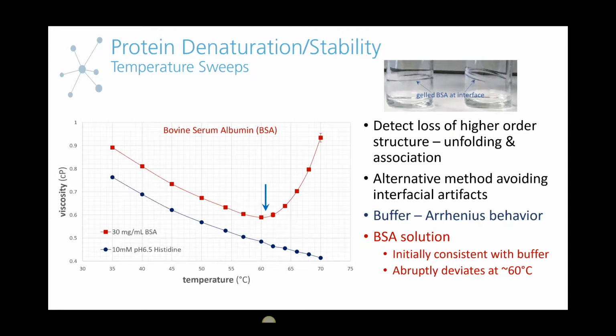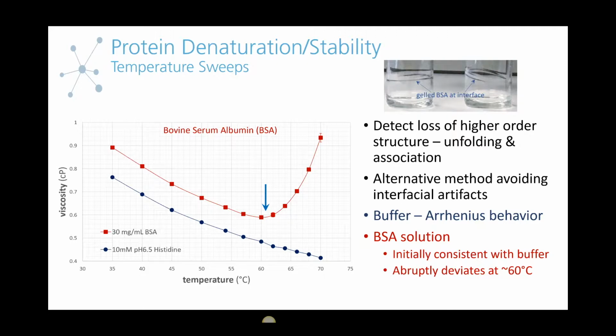So the first case study that we're going to look at, as I mentioned, is looking at the proteins and the temperature dependence. What we have here is a dilute bovine serum albumin formulation in a histidine buffer, and we're operating at about 30 milligrams per milliliter, so this is quite dilute. And what we're looking for here is we're measuring viscosity as a function of temperature.